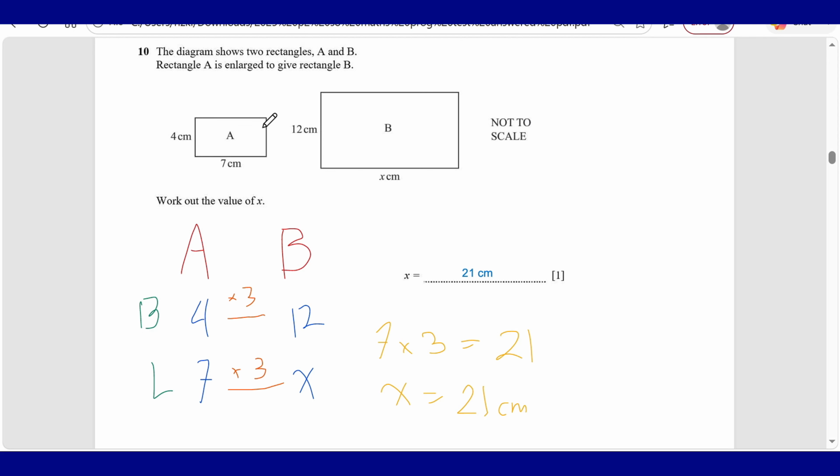So it means 4 to 12. It is multiplied by 3 to get 12. So we also multiplied 7 by 3. 7 times 3 will get 21. That's how we got the x. Simple, right? Because A and B, they are similar.